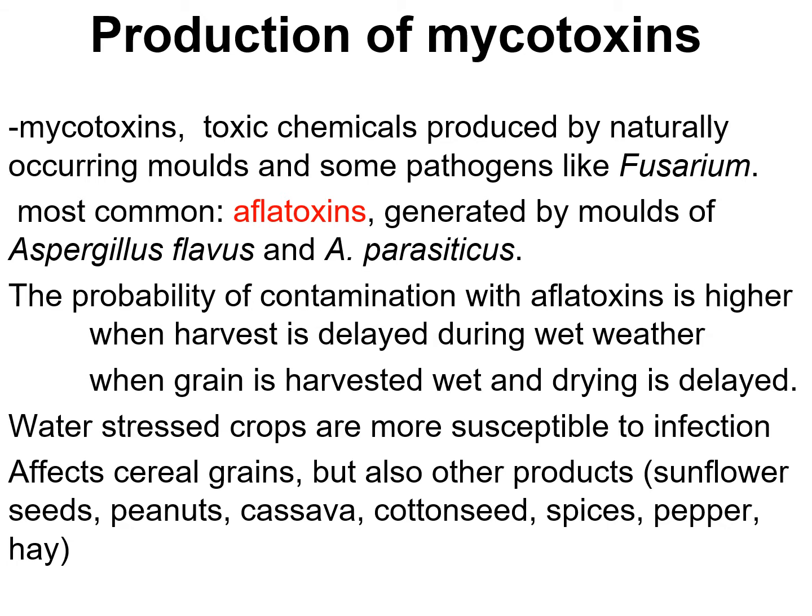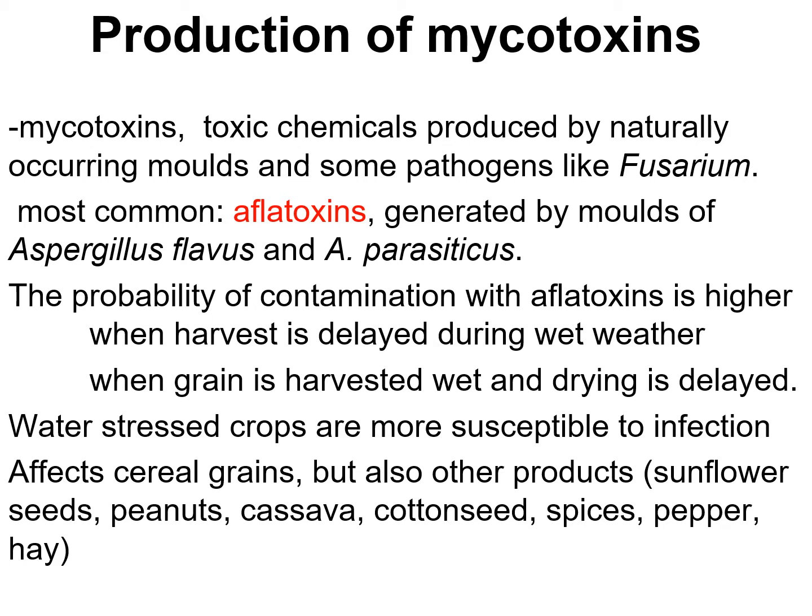Mycotoxins are toxic chemicals produced by naturally occurring molds and some pathogens like Fusarium. So those are fungi, and the most common type of mycotoxins are aflatoxins, and they are generated by molds of Aspergillus flavus and Aspergillus parasiticus.